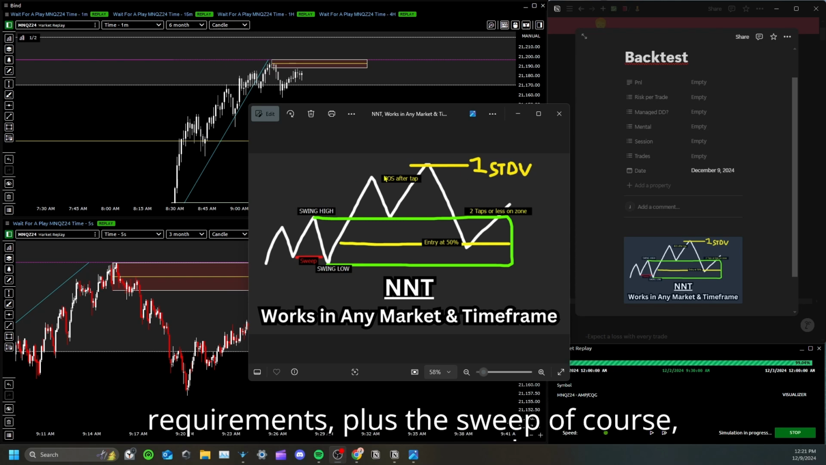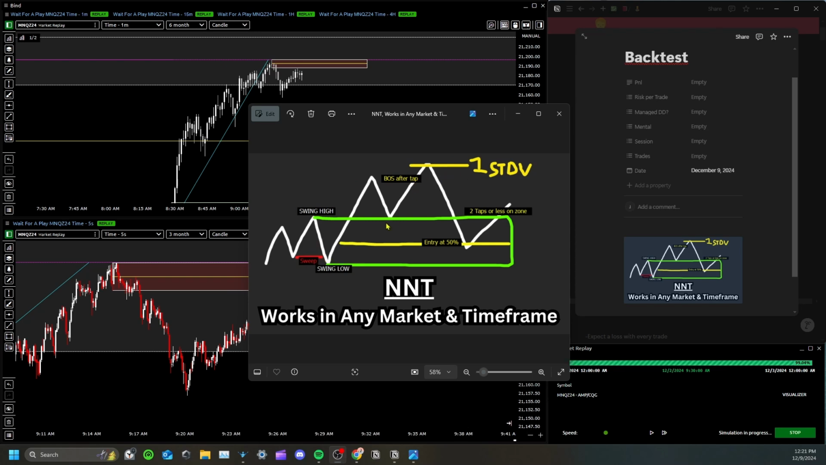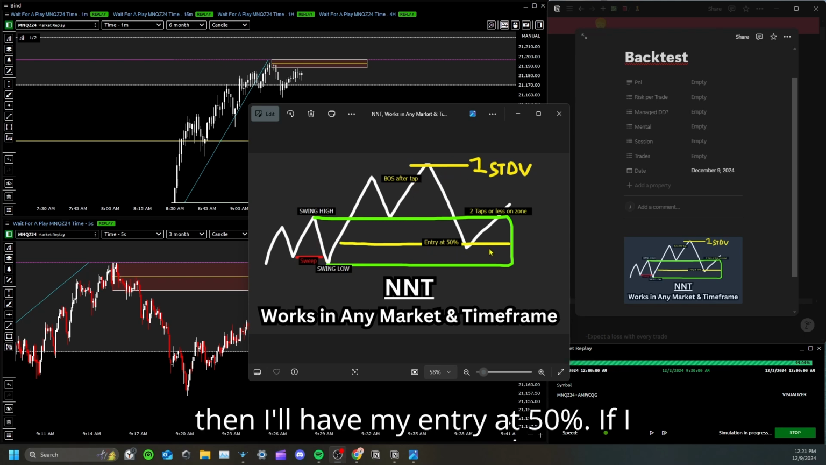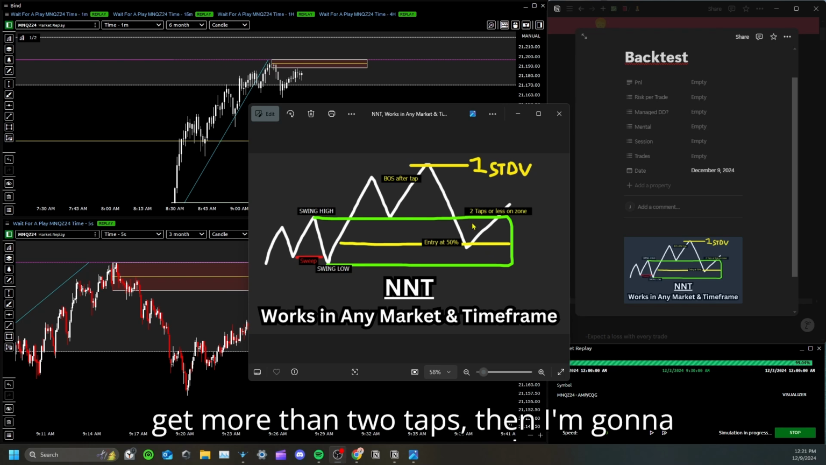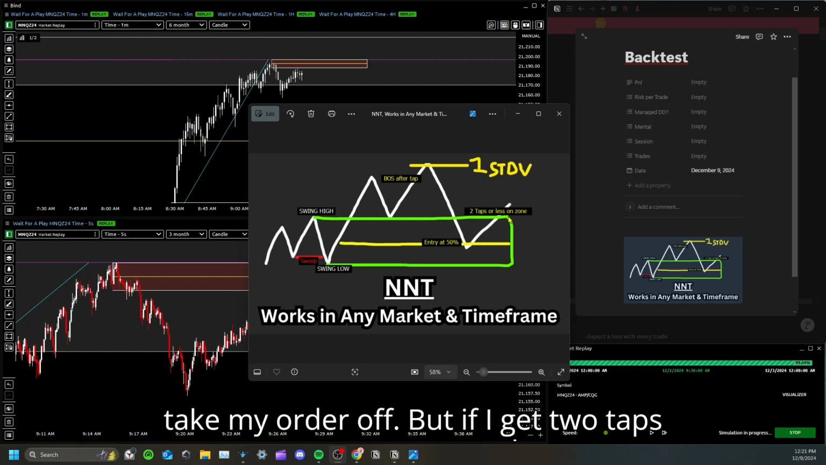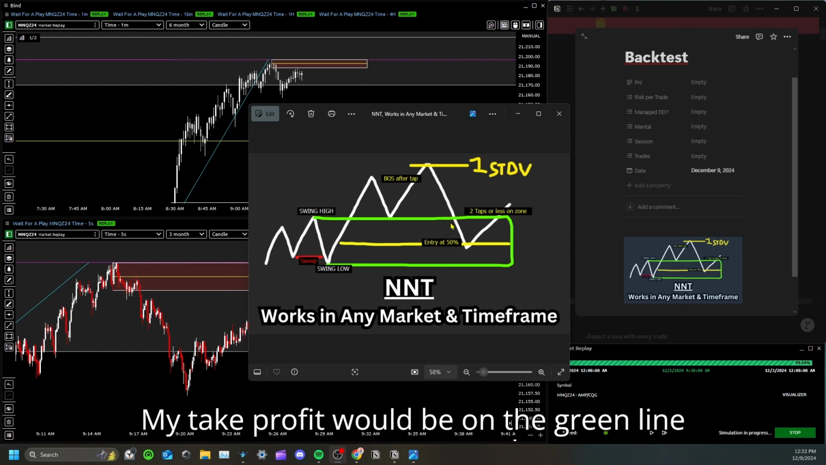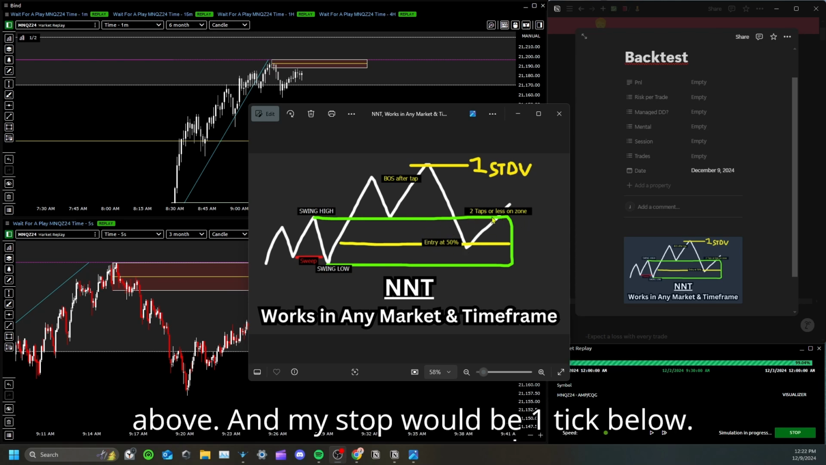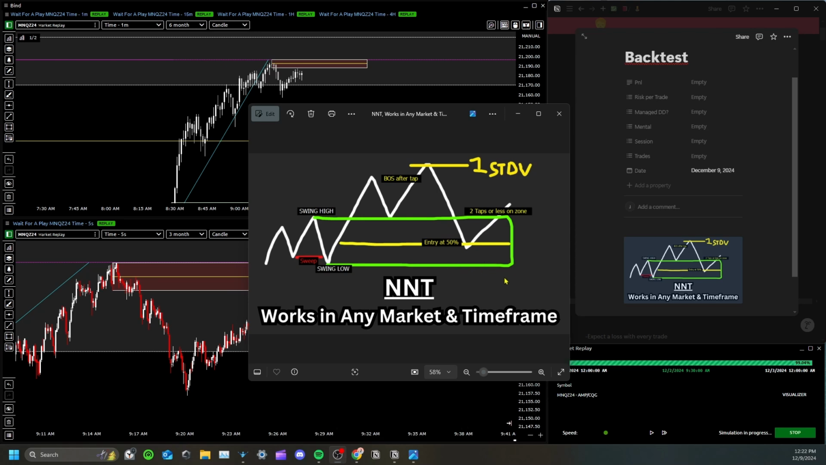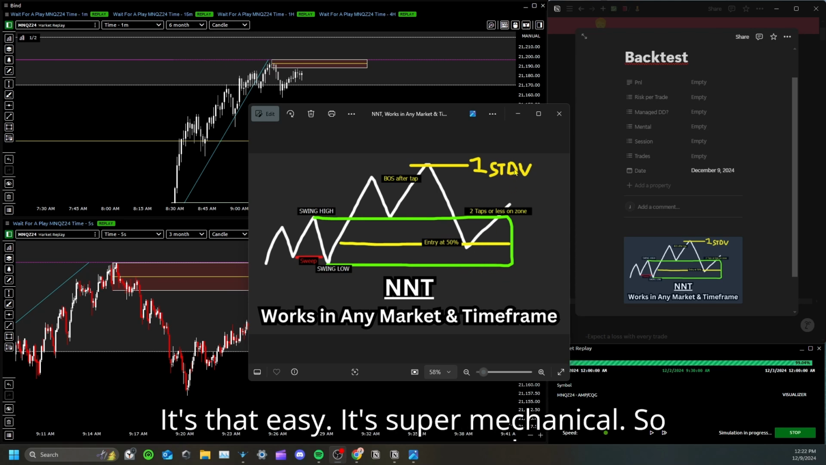So after I get all these requirements, plus a sweep of course, then I'll have my entry at 50%. If I get more than 2 taps, then I'm going to take my order off. But if I get 2 taps or less, then I'm going to keep my order on. My take profit would be on the green line above, and my stop would be 1 tick below. It's that easy. It's super mechanical.